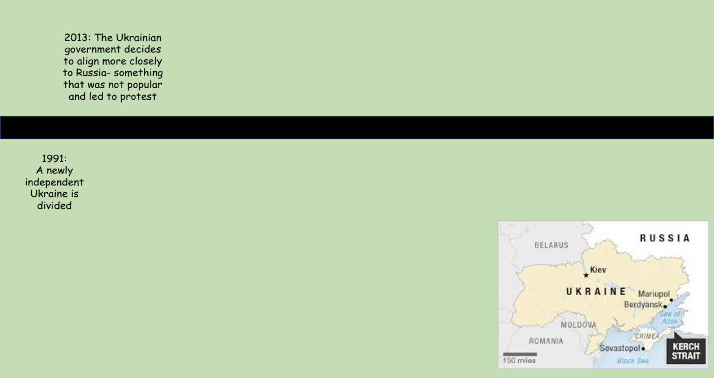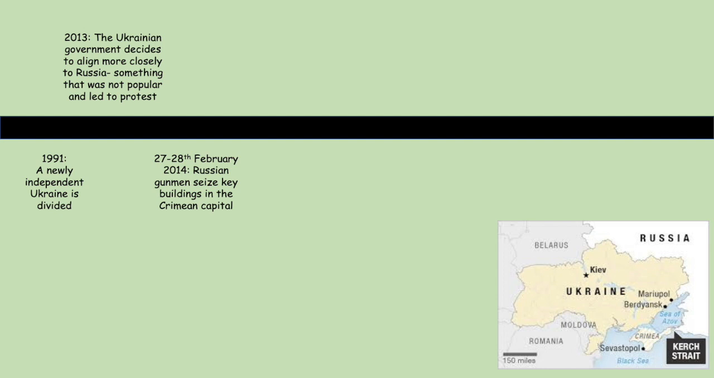In 2013, backed by Russia, the Ukrainian government decided not to form closer trade links with the EU, but to strengthen ties with Russia instead. This decision was unpopular with many Ukrainians who wanted to build a close relationship with Western Europe, and protests broke out.